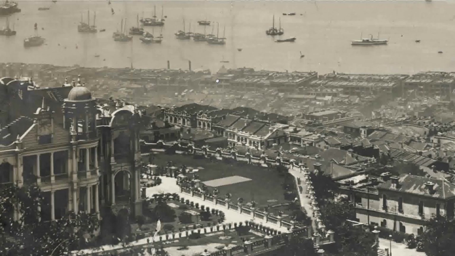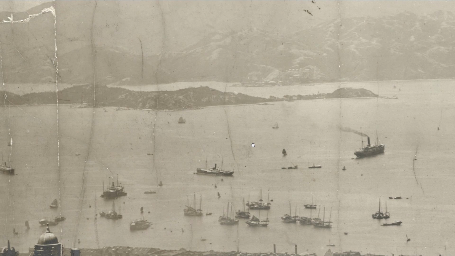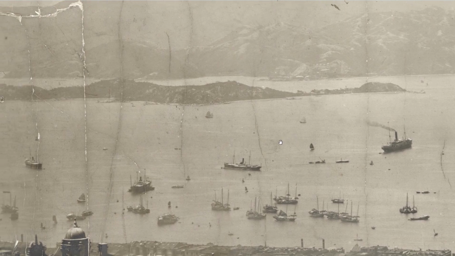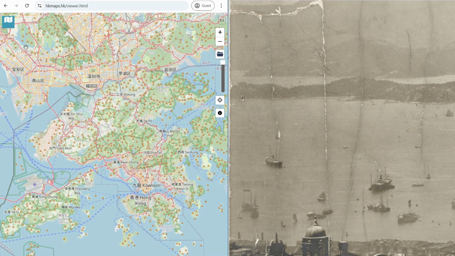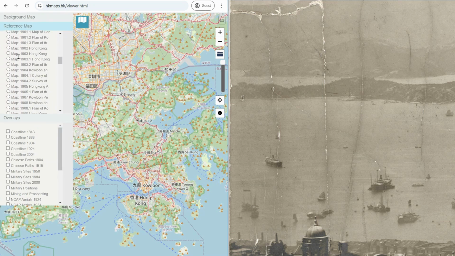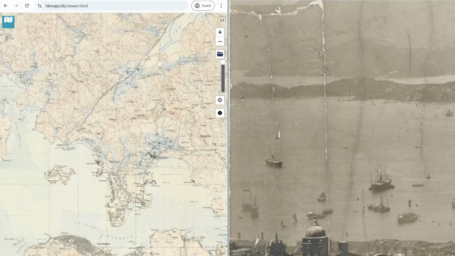Now, there's such good detail in these pictures that we can look away into the distance. We can see Stonecutters Island and something beyond. To get a better idea what we're looking at, I'm going to open up a map, and to do that, I'm going to use the HK Maps website. It's a great resource if you're interested in old Hong Kong, and in particular, I know there's a 1913 map which covers the area we're looking at and is close enough in time that it'll be a good resource for us. So let's take a closer look.